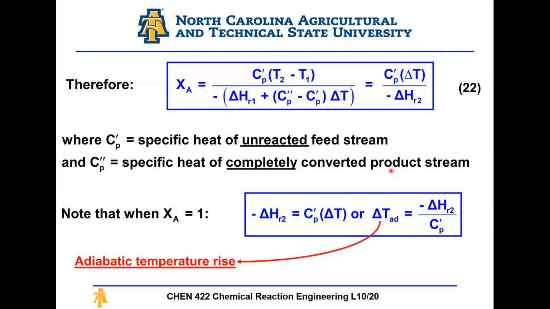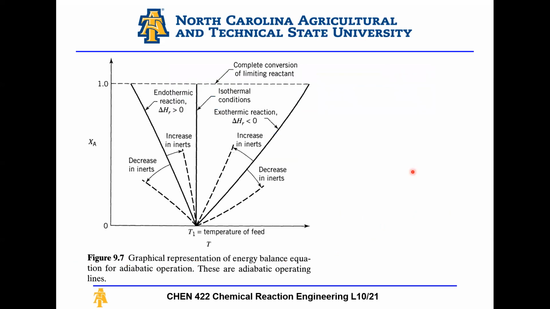Let's have a look at the plots of this equation. If I plot this equation, what do I see? So on this chart here, you have a plot of XA on the y-axis, T on the x-axis, and I have a bunch of lines here. I'm mainly interested in these three lines. First line in the center here, it's a straight line. I have isothermal conditions, and under isothermal conditions, the conversion is independent of temperature, right? Temperature does not change, it's just one vertical line.